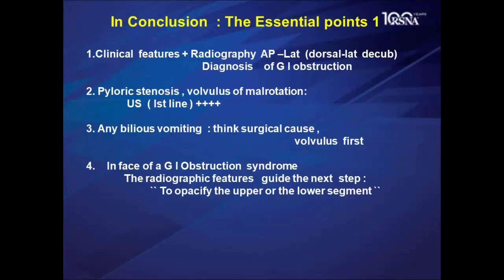So in conclusion, a few essential points. We've seen clinical features, when we get them from history, help us orient our thought process. We saw radiographs, basically two views, can give you the location of the level of the GI tract obstruction. Ultrasound is very good for pyloric stenosis and to demonstrate the volvulus and malrotation. Now, bilious vomiting, until proven otherwise, think of a surgical emergency, the volvulus. So if we have a GI obstruction syndrome, quickly we have to go beyond the radiographs to decide, do we do an upper GI study or a contrast enema study?